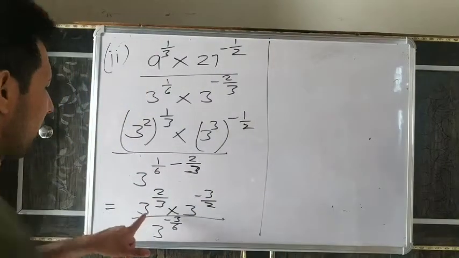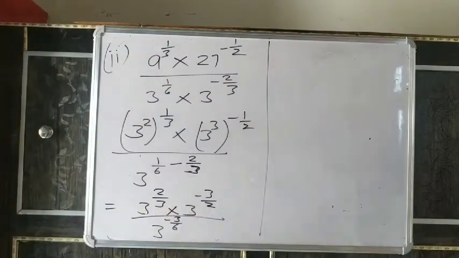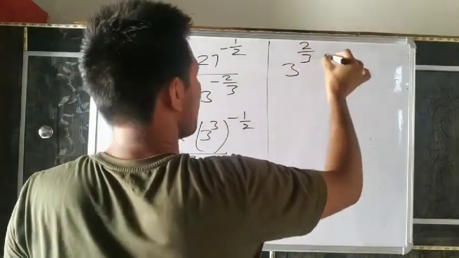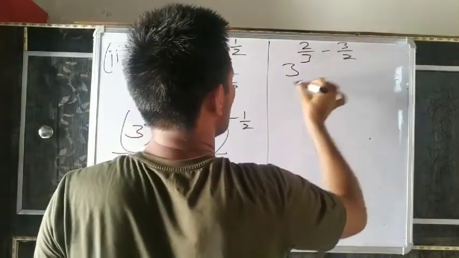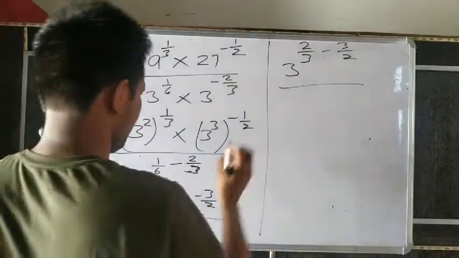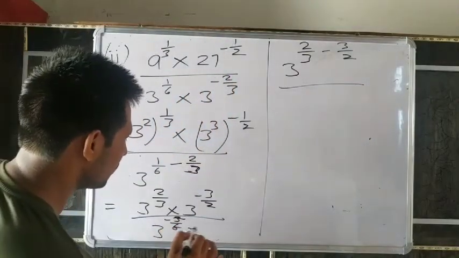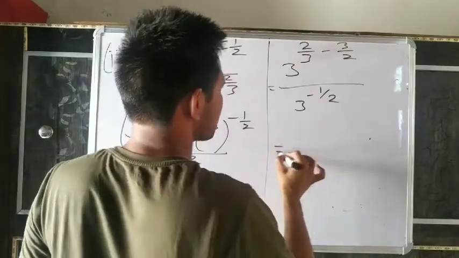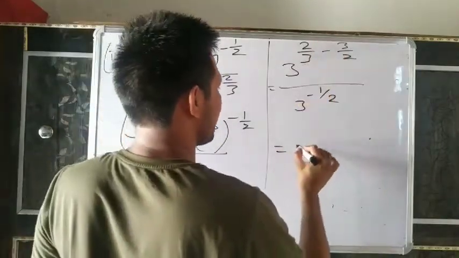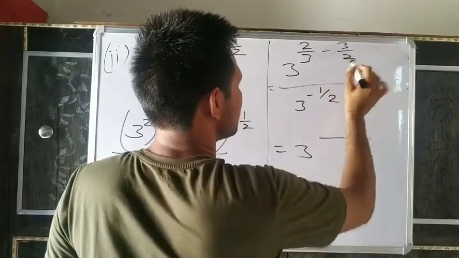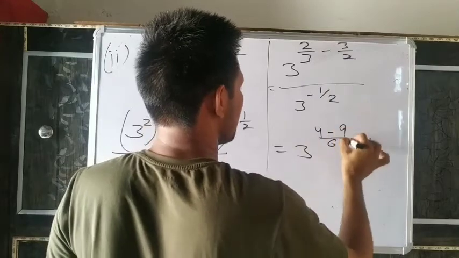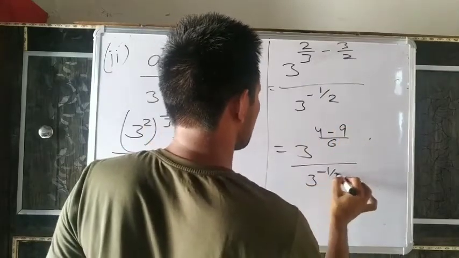When the base is the same, the powers add. So 3^(2/3) minus 3^(1/2) divided by 3. We get 3 ones are 3, so 3 raised to the power 1/2. Next, for the bases, take the LCM. What is the LCM? 6. So (4 minus 9) divided by 3 raised to the power 1/2.